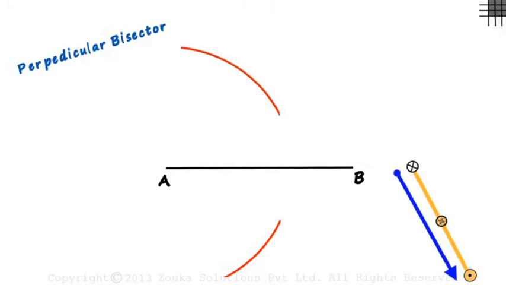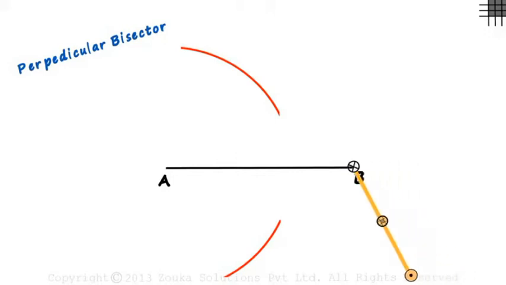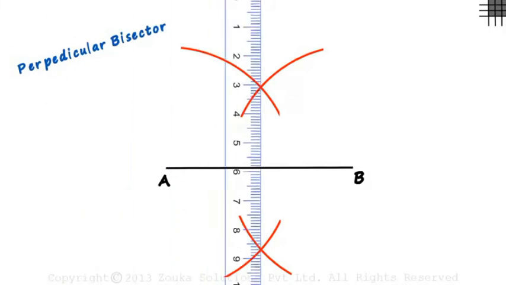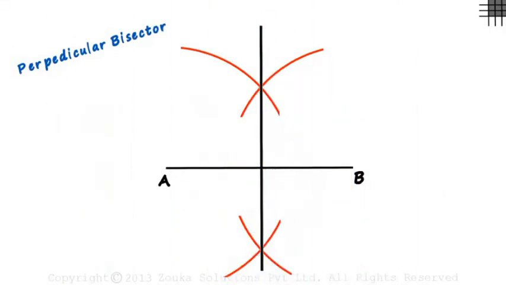With the same width, we repeat what we did for the other end of the segment. We keep the compass on point B and draw arcs on each side of the segment. You will notice we get two arc intersections, one on top and the other below segment AB. Now all we need to do is join these 2 points. This line will be perpendicular to segment AB and these two lengths will be equal. This is the perpendicular bisector of segment AB. If we call this point P, we can say that the length of segment AP will equal the length of segment PB.